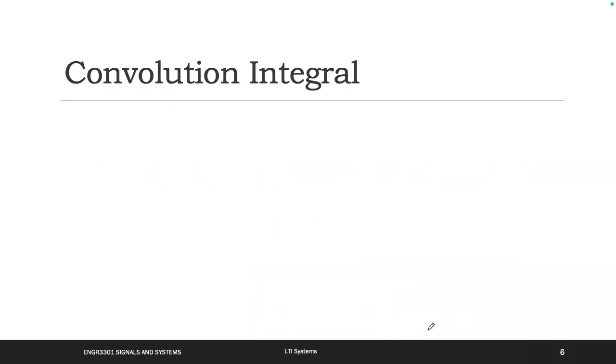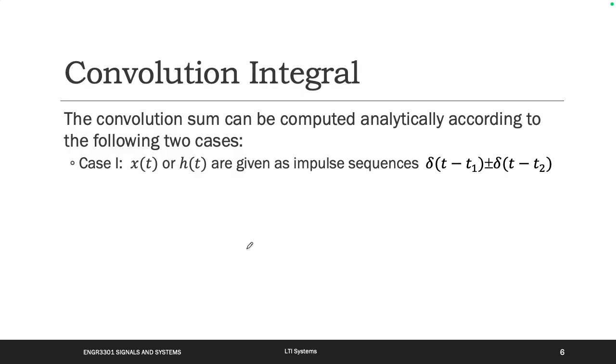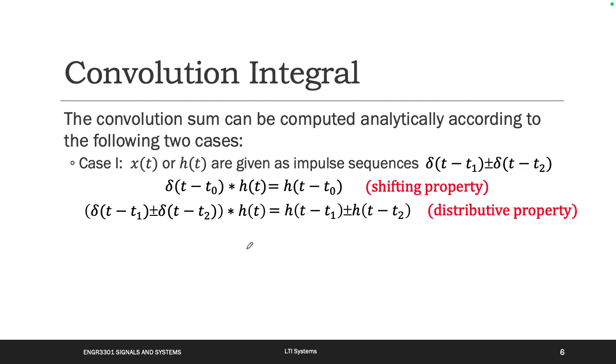Let's summarize the convolution integral. The convolution integral can be computed analytically according to the following two cases. The first is when x(t) or h(t) are given as impulses, like this. Then we can use some properties, like the shifting property, the distributive property, the commutative property, or the associative property, to simplify and get a proper form to represent your output.